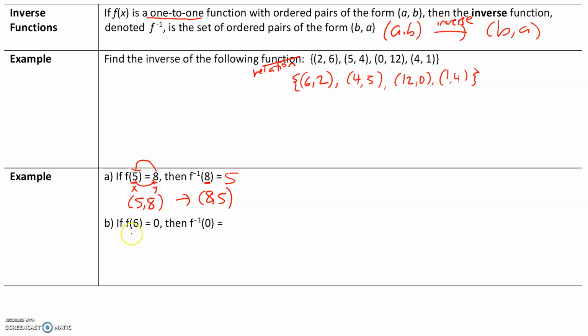Another one, if f of 6 equals 0, then what is f inverse of 0? So the input is 6, the output is 0. Its inverse is going to be 0, 6. So for the inverse, if the input is 0, then the output is going to be 6.